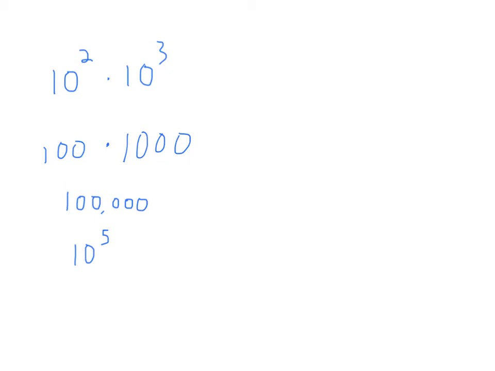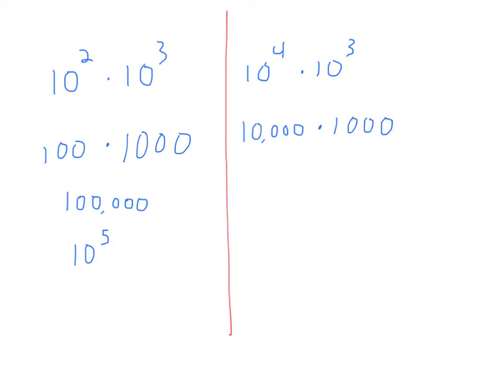So far, so good. Let's look at another one. 10 to the 4th times 10 to the 3rd. Write that out as 10,000 times 1,000. If I put that all together, I'd get 10 million. But maybe I don't feel like writing 10 million over and over and over if it's a common number that I'm talking about. So instead, I could write it as 10 to the 7th.